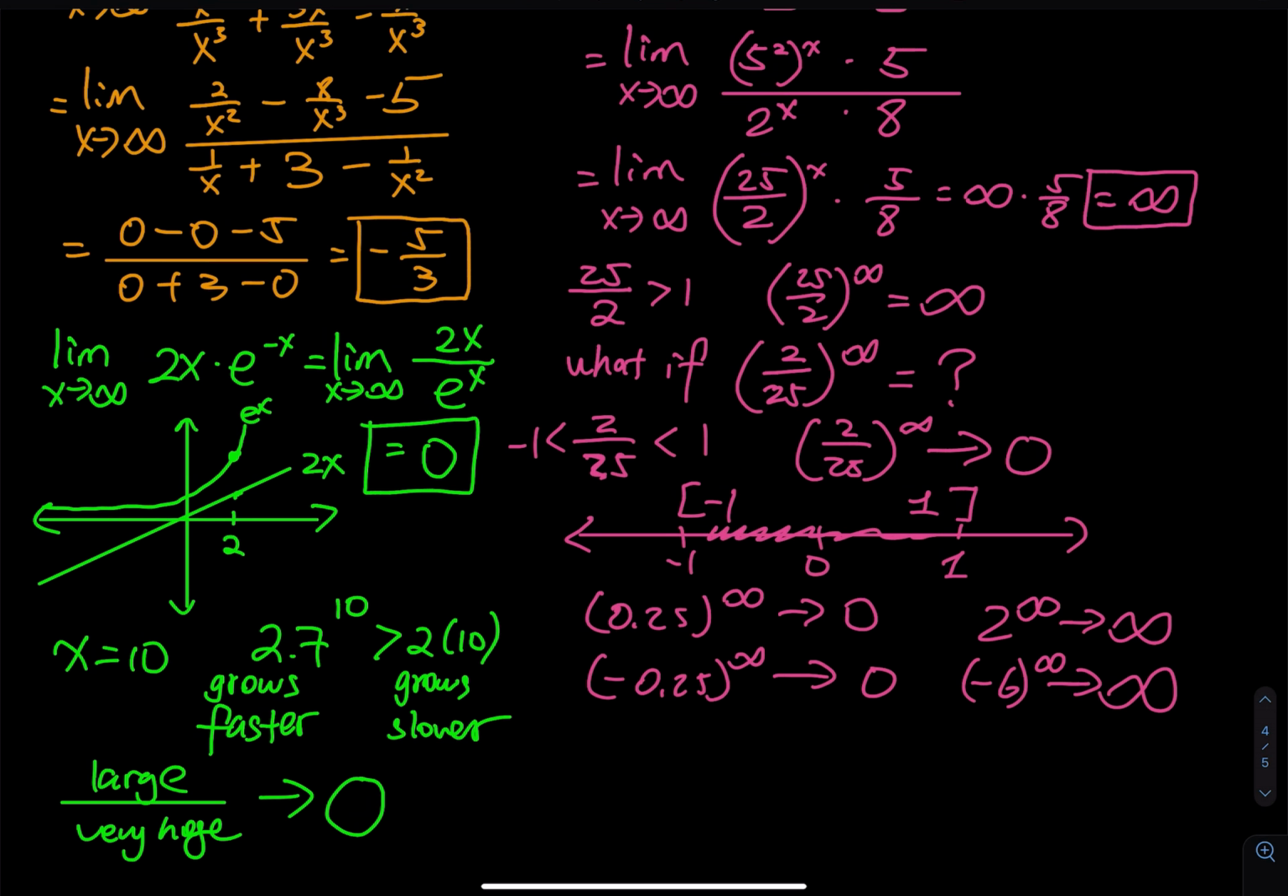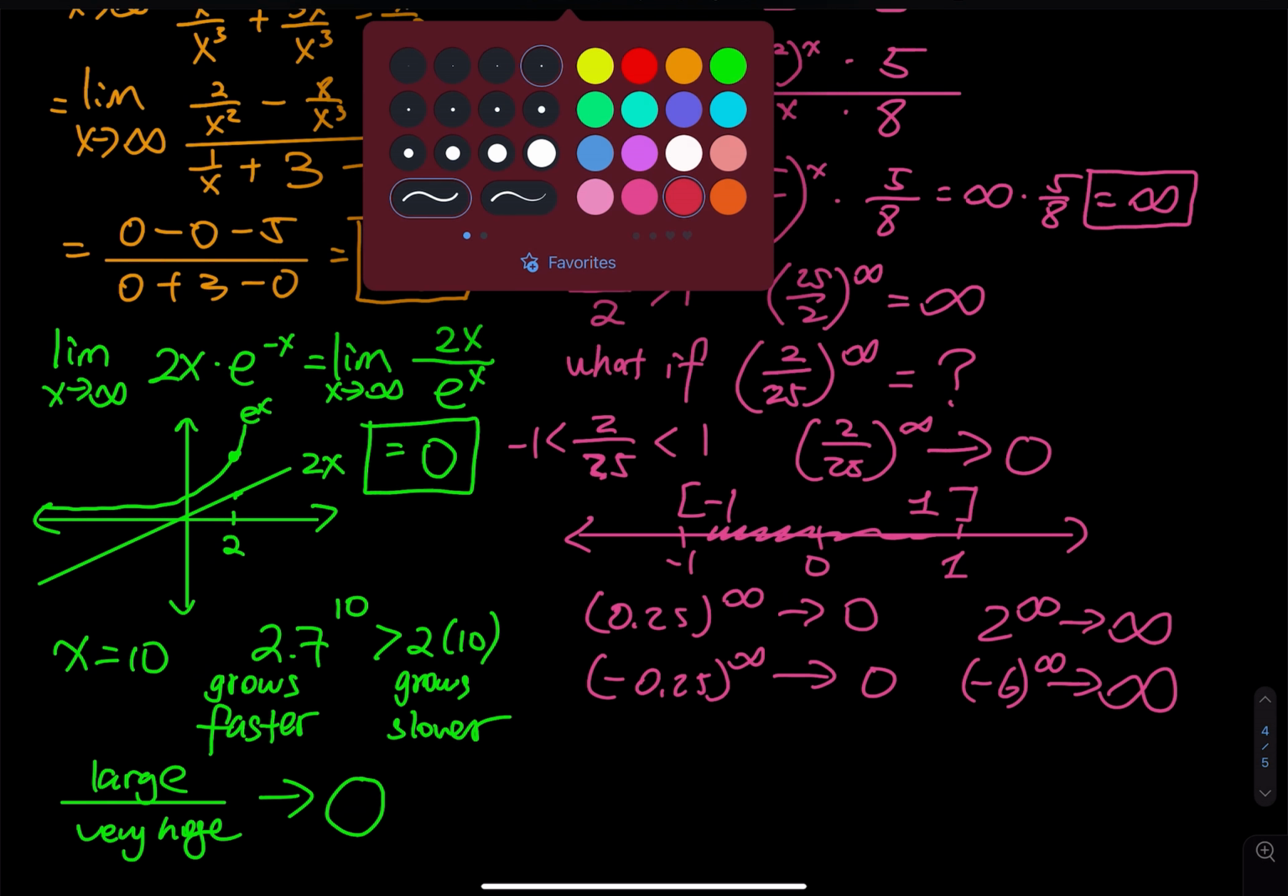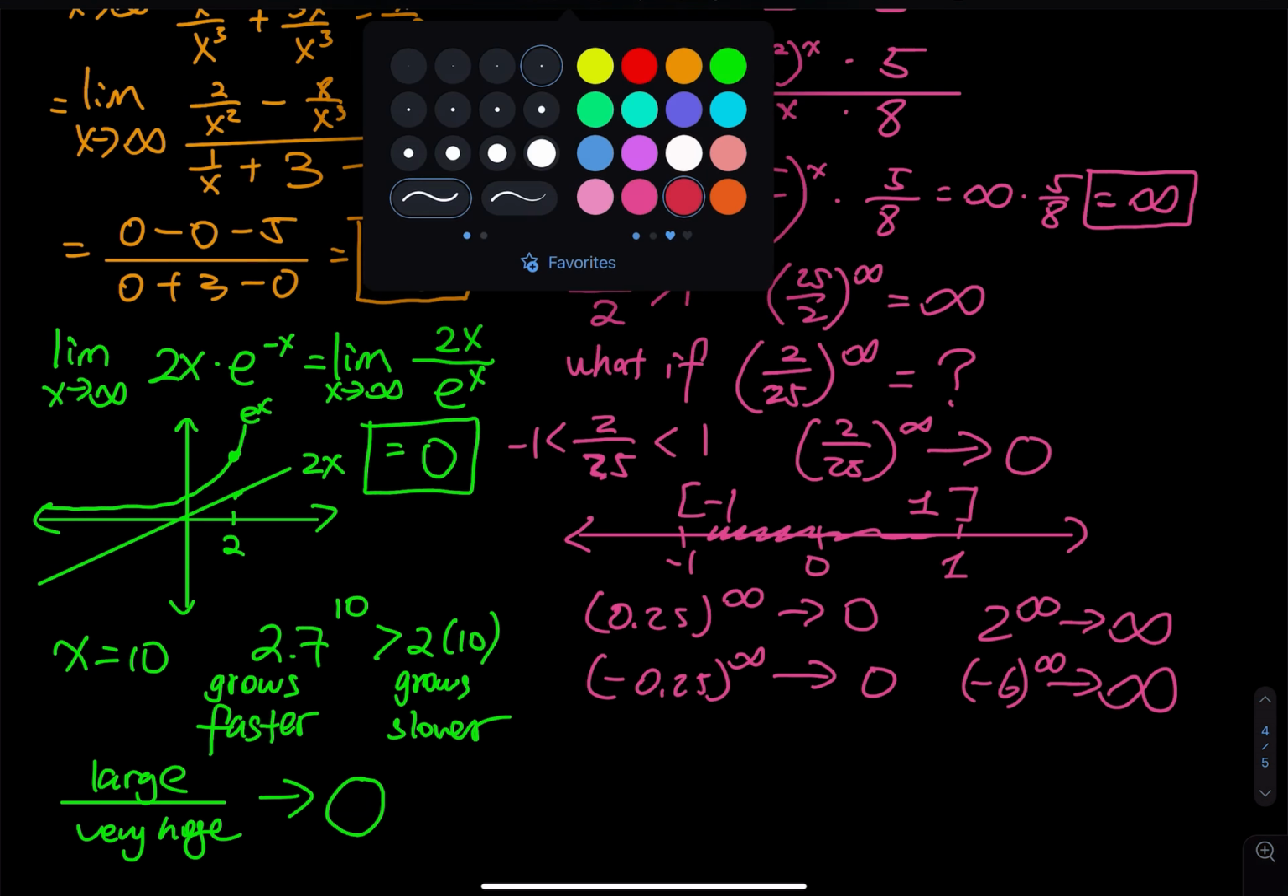Okay, moving on. Let's pick a different color. Let's pick yellow. Last one. We have the limit as x approaches infinity, how about a trigonometric function? x to the negative 3 times cosine of x. So that is equal to the limit as x approaches infinity of cosine of x divided by x to the third, right?